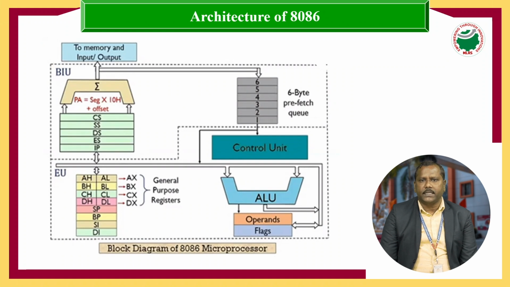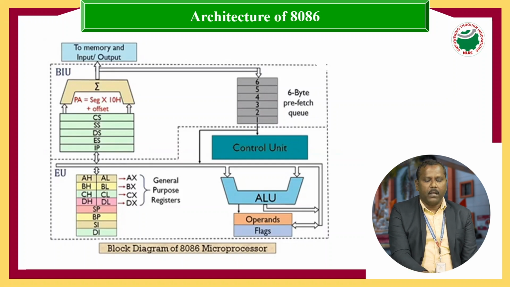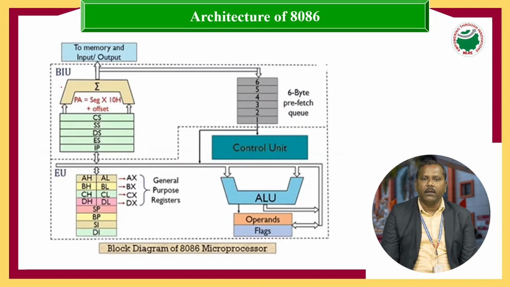Architecture of 8086. Architecture mainly consists of two functional units. Here we can observe the bus interface unit and execution unit. The two functional units are separated by dotted lines. The bus interface unit provides all the bus operations, and it provides the address bus as well as data bus. And here an adder circuit is also there.